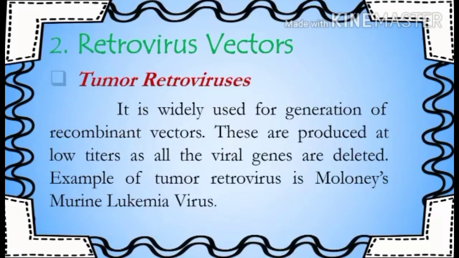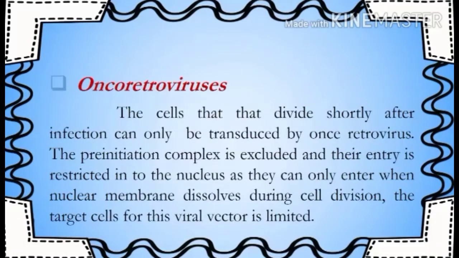Tumor retroviruses are widely used for generation of recombinant virus. These are produced at low titers as all the viral genes are deleted. An example of a tumor retrovirus is Maloney's murine leukemia virus. Maloney's murine leukemia viruses are retroviruses named for their ability to cause cancer in murine hosts. Oncoretroviruses: the cells that divide shortly after infection can only be transduced by oncoretrovirus.